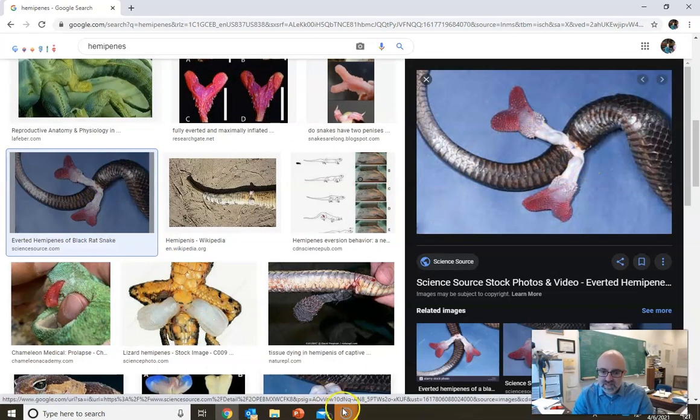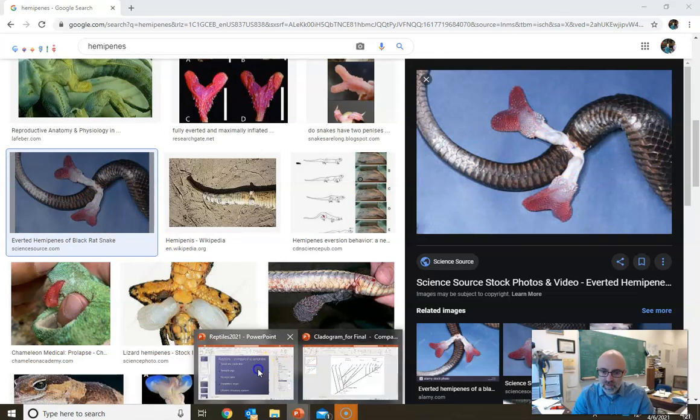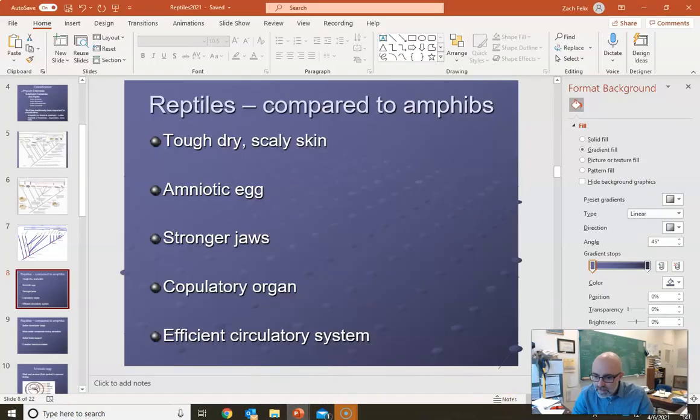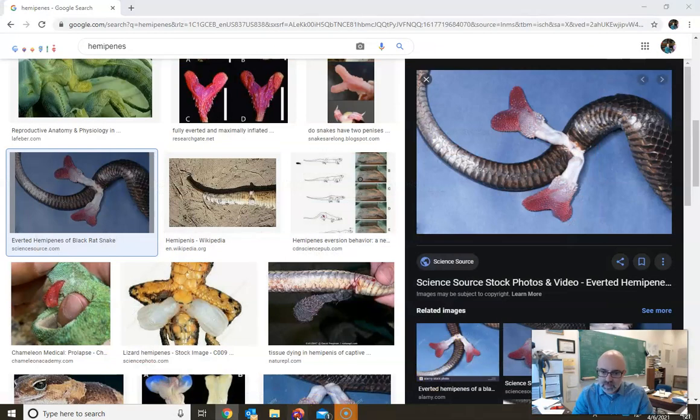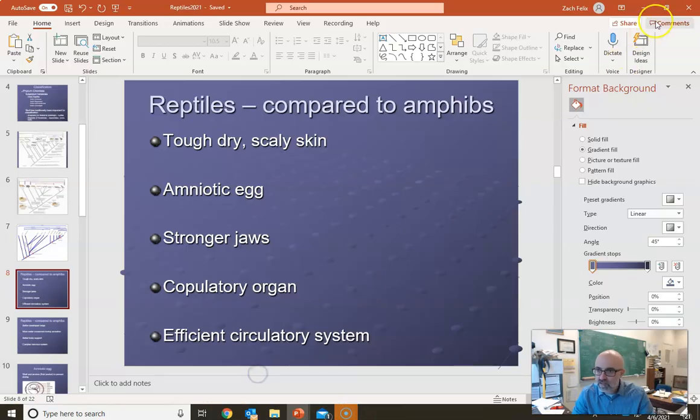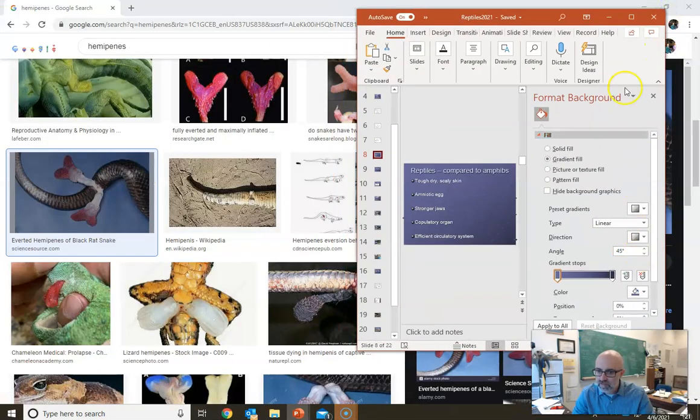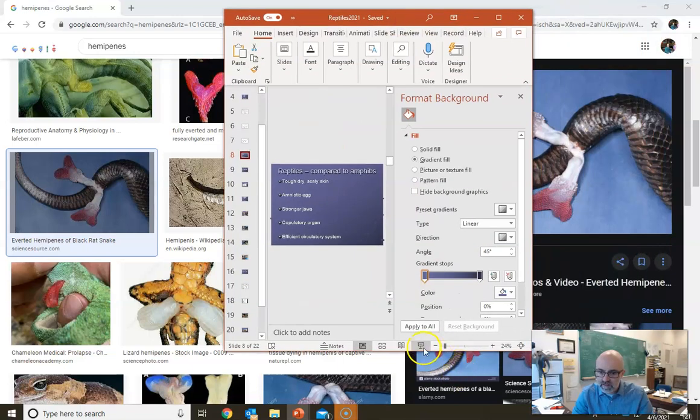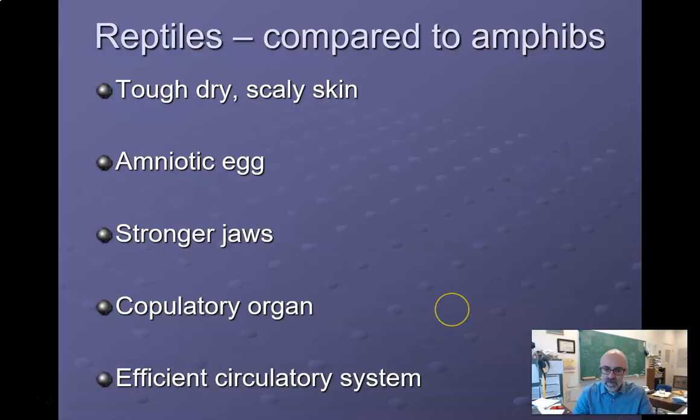Right. So what is the significance of that? Well, that tells us basically that all reptiles have internal fertilization. Okay. And that the sperm and the egg come in contact inside of the female's body.